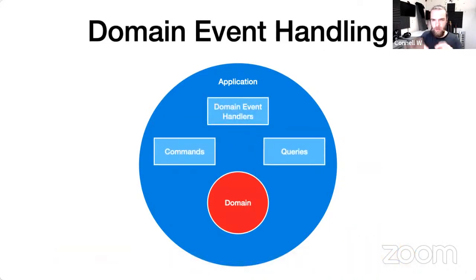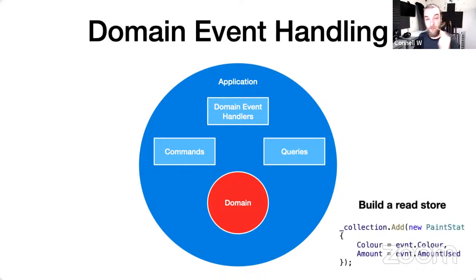So I said there were domain event handlers in the application layer in both of those examples. I said there were two things, and then I gave you a third. So there are kind of three things you can do. But what can you do with domain event handlers? When you think about it, you can build up that read store, and there's that example.